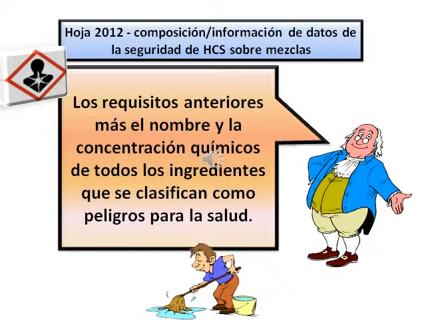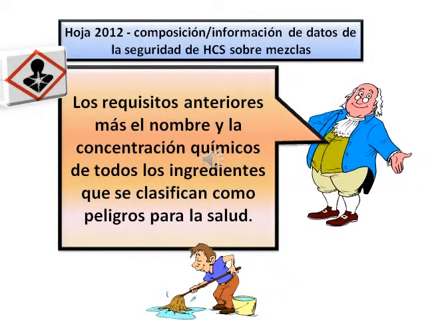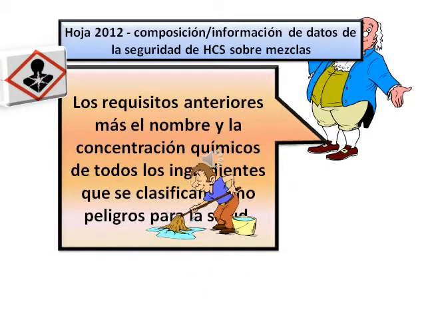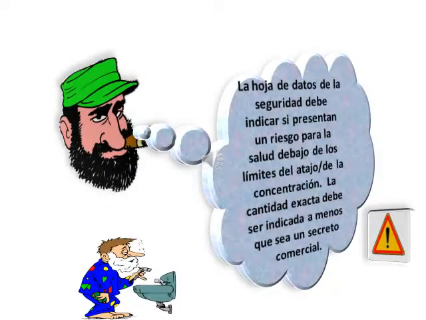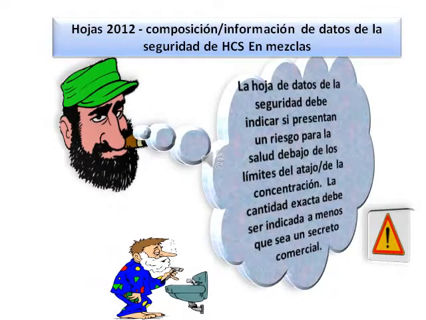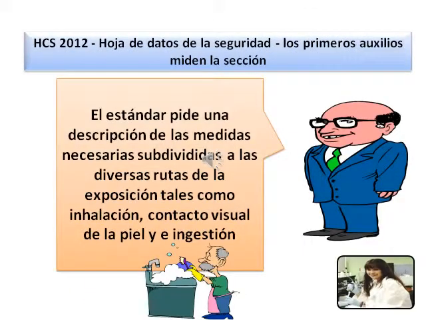The previous requirements, plus a chemical name and the concentration of all ingredients which are classified as health hazards, should be in a composite information on mixtures section. The safety data sheet must state that they present a health risk below the cutoff or concentration limit. The exact amount should be stated unless it is a trade secret. The standard calls for a description of necessary measures subdivided into different routes of exposure, such as inhalation, skin and eye contact, and ingestion.